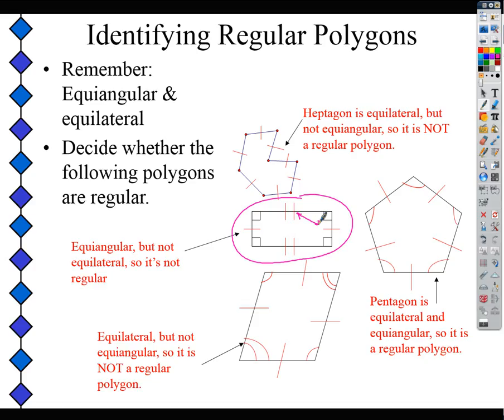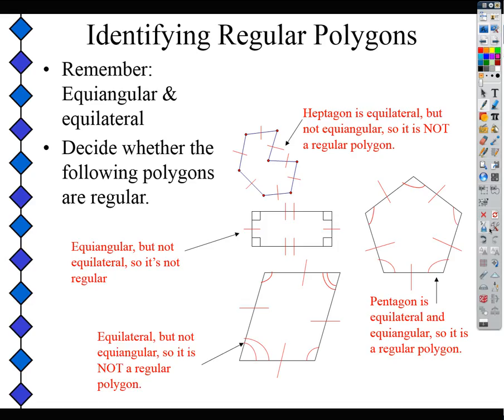Is it equiangular? Equa meaning same, angular meaning all the angles. Are the angles all the same? Yeah, they're all right angles, aren't they? So they're all congruent. So it is equiangular. Yeah, I know it doesn't look like it, but just ignore the red.